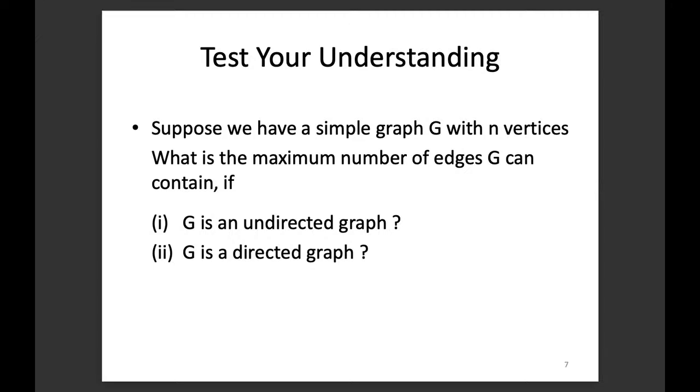Okay, so in that case, if G is an undirected graph, then the total number of edges that it can have at most will be equal to n choose 2, because we can have at most one edge between any 2 vertices, so it is n choose 2. But if it is directed, then the edge joining from A to B will not be counted as the same as the edge joining from B to A.